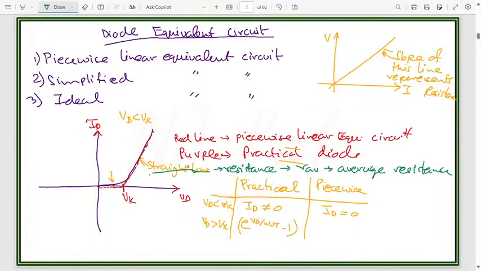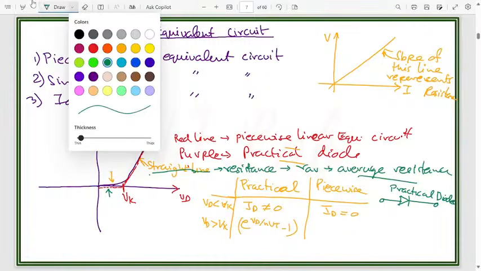So the forward characteristic curve of the practical diode is approximated as a horizontal line before Vk and a slant line after Vk. The slant line is showing the resistance, whereas the horizontal line shows that ID is equal to zero, right? So how can we represent this in the circuit? Now in the circuit, this is our practical diode.